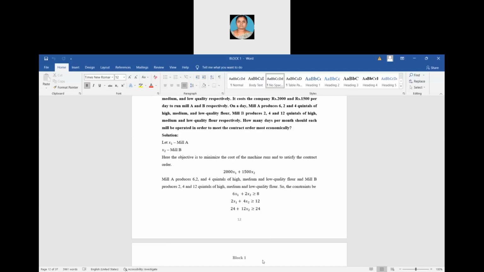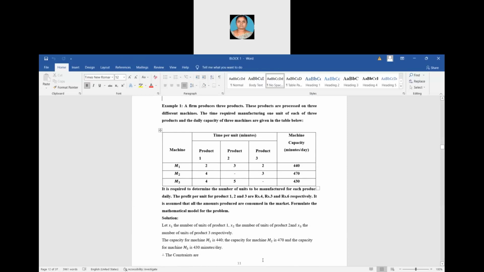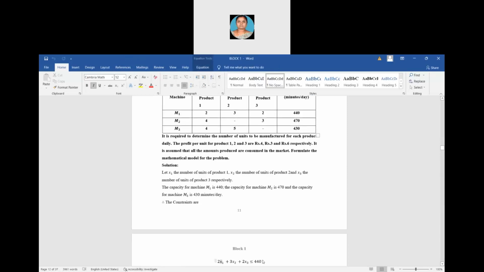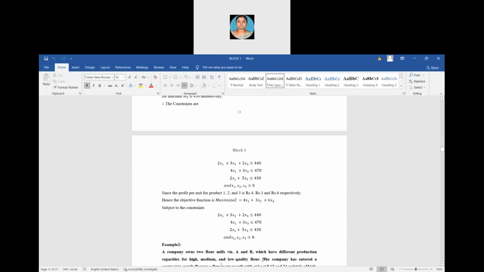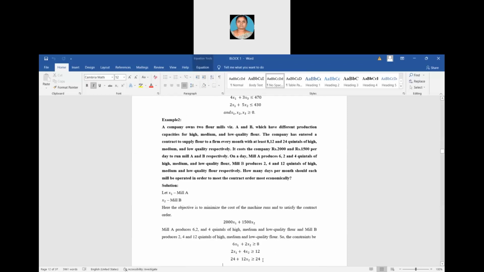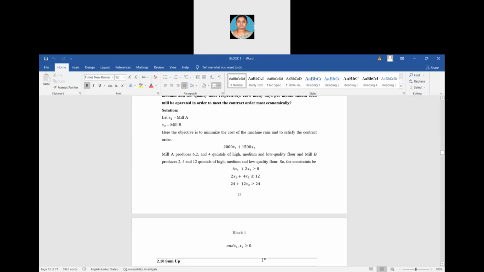The above example was for maximization, maximizing the product. And the next thing we are seeing is minimization. So you can identify where you have to use maximize and where you have to use minimize.